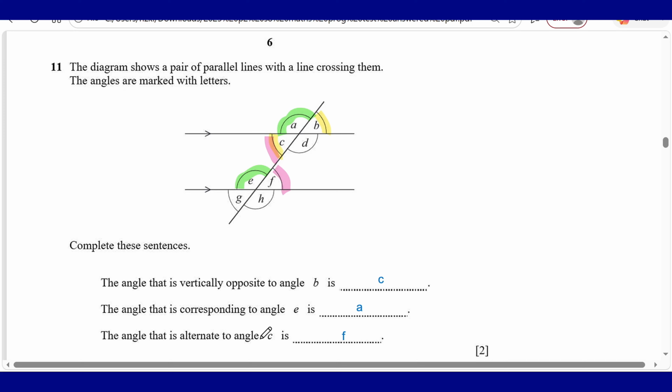Now alternate to C. Alternate means you have to form a Z letter. So inside the Z is C, and inside the other one is F. So this is the Z letter, 1 2 3, and this is the alternate angle. Okay, we hope it's clear.